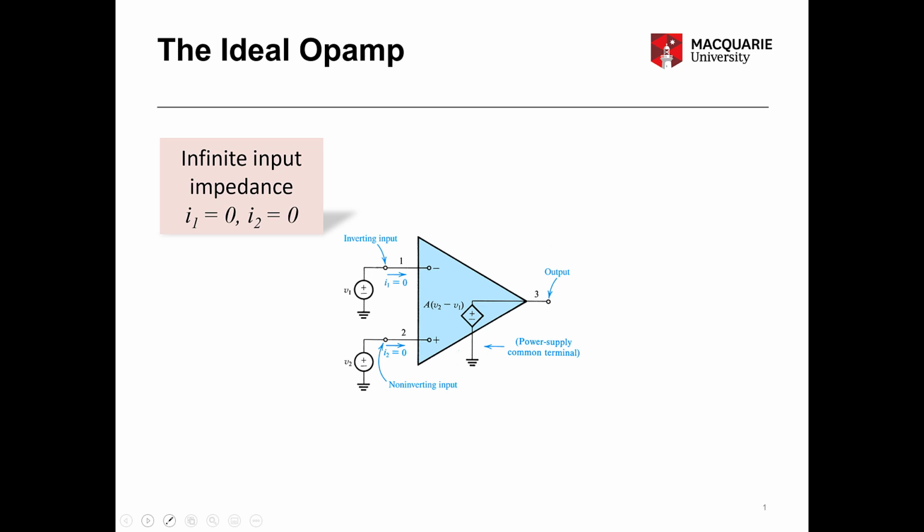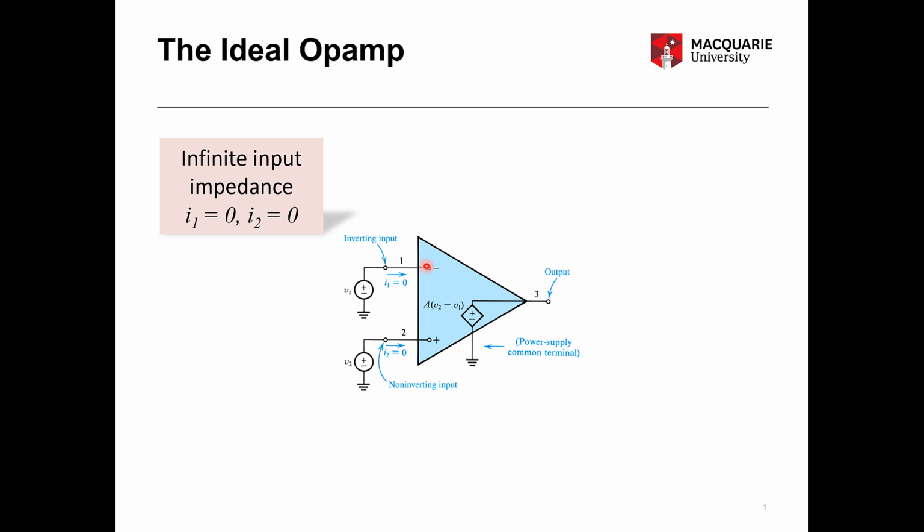Firstly, an ideal op-amp needs to have infinite input impedance. This means that no current is going to be drawn into the inputs. So it doesn't matter what your input circuitry has, there'll be no current drawn into the op-amp because it has this very high, in this case infinite, input impedance. So there'll be no current lost across it.